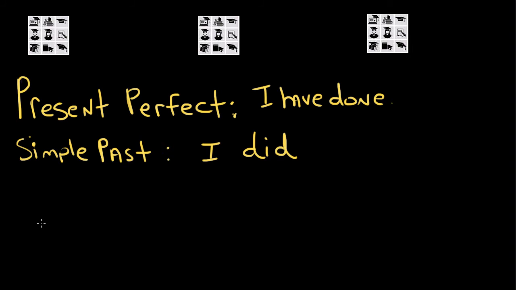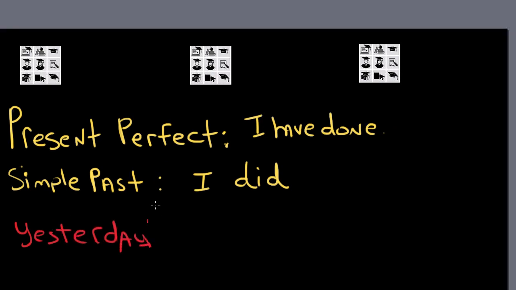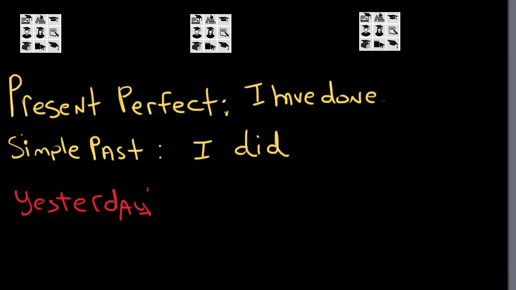Do not use the present perfect, I have done, when you talk about a finished time. For example, if you say yesterday, it's a finished time. You can't use have done to talk about yesterday. It's better to use the simple past. When you talk about something you did 10 minutes ago, it's a finished time, and you want to use the past simple.